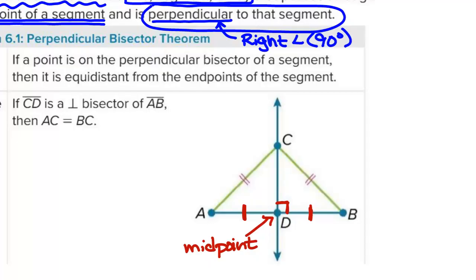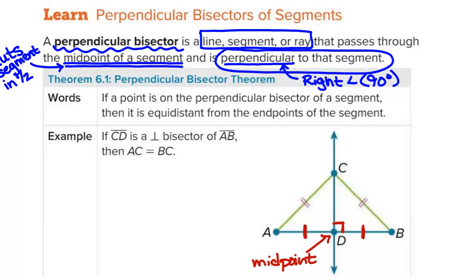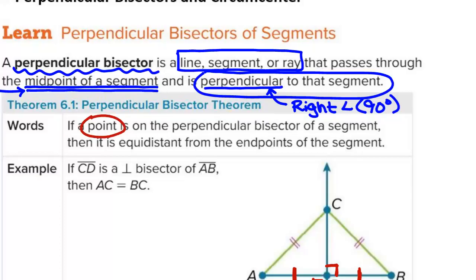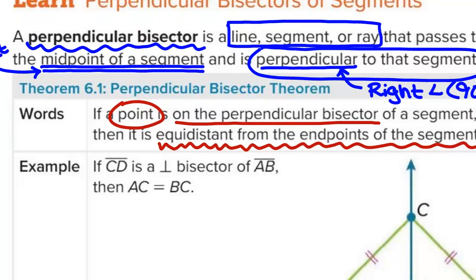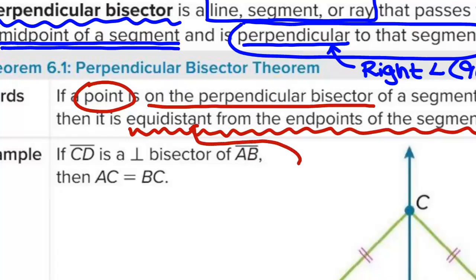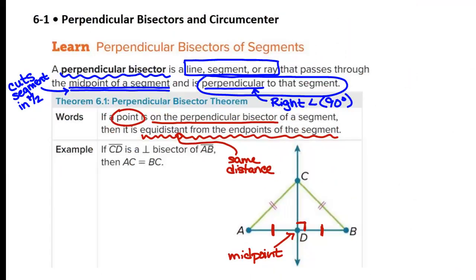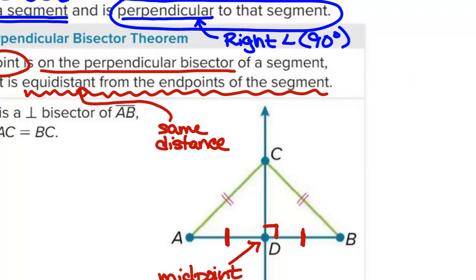And our perpendicular bisectors have an interesting characteristic. If a point is on the perpendicular bisector of a segment, then it is equidistant from the endpoints of the segment. Equidistant means same distance. So you'll see this point C is the same distance away from A that it is from B.